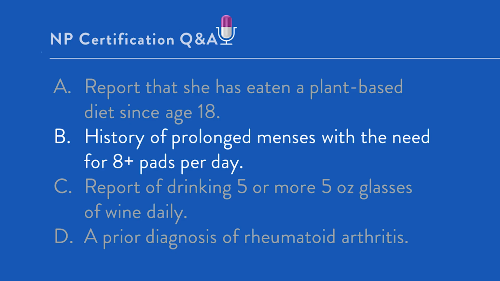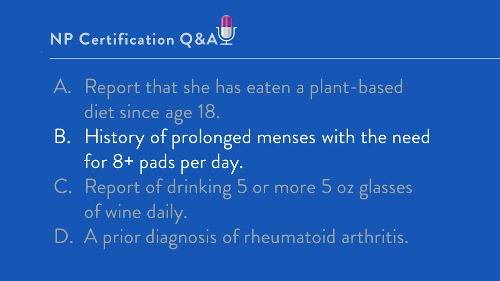So looking at option A, report that she's been eating a plant-based diet since age 18. Well, a well-balanced plant-based diet poses very little anemia risk. Very little. So I would eliminate that. History of prolonged menses with the need for 8+ pads per day. That's our correct answer, option B, because that is a common history in a person with an iron deficiency anemia. And where does the iron deficiency come from? The excessive menstrual blood loss.